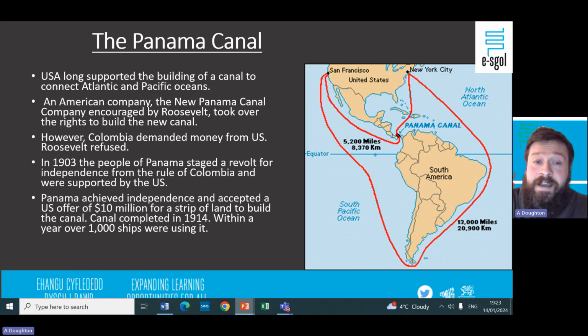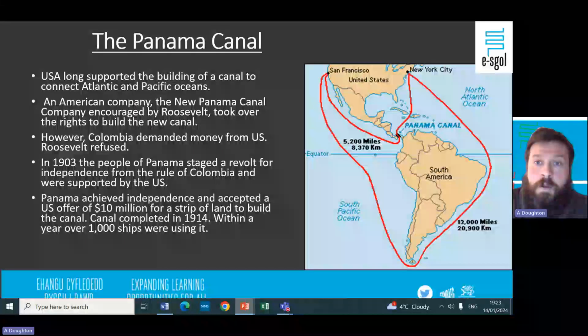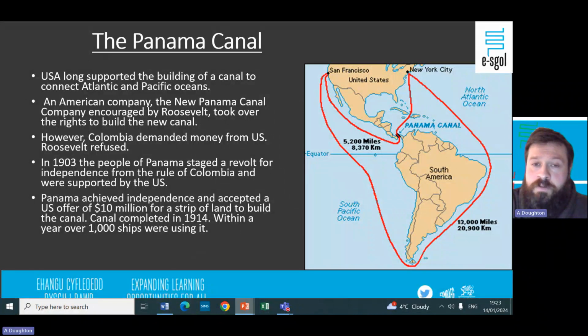It wasn't completed until 1914. But this was crucial in terms of trade. Now, you can notice a lot of what America did in terms of imperialism or actions in this early part of the course is influenced by economic motives.